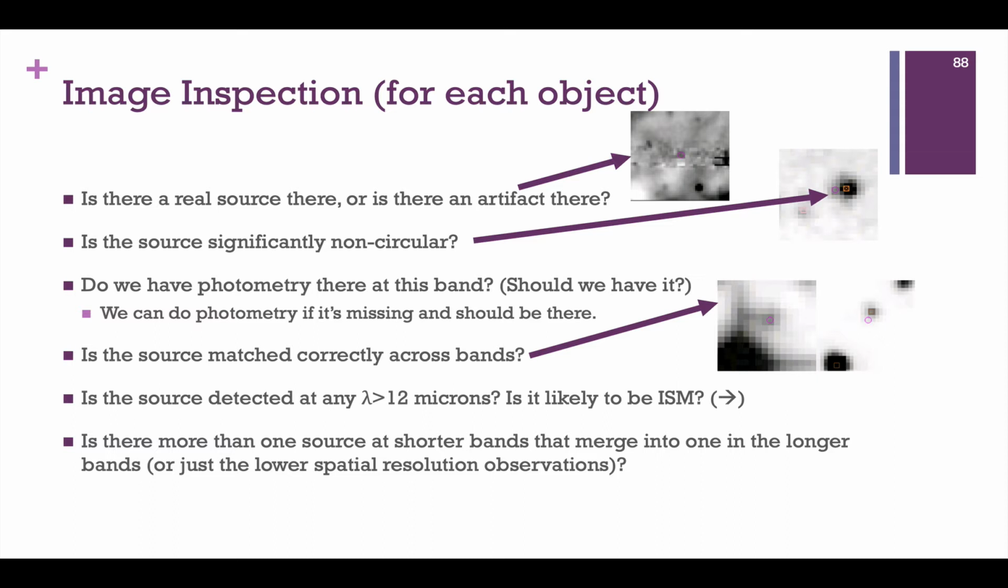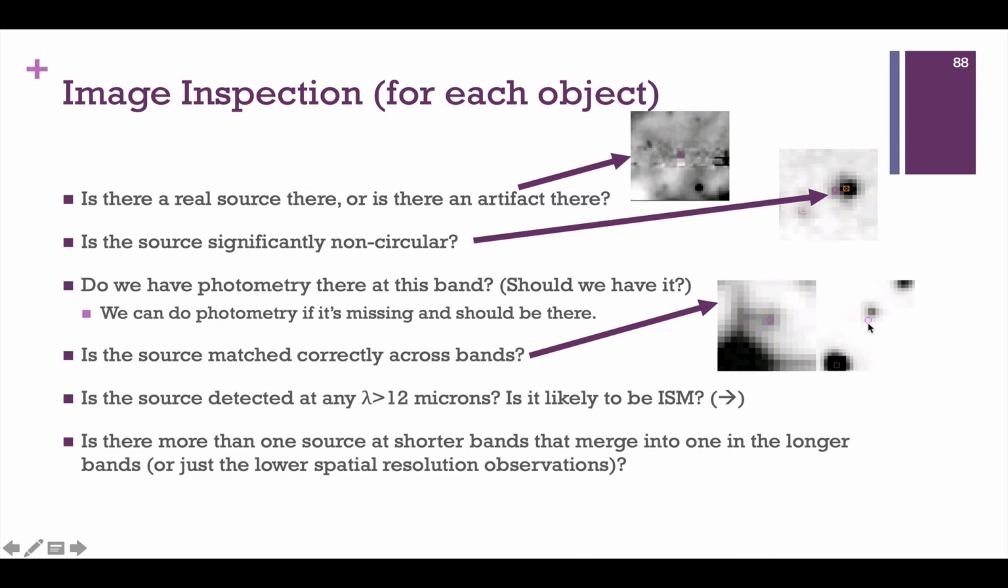Another thing we need to look for is whether or not the source is matched correctly across bands. So here we've got an example of a source that's next to a bright source. And so depending on what search radius you used, this faint source may have gotten some of the photometry that goes with the bright source. And over here, we've got a really faint source next to a brighter source. And so that's a more obvious situation because the sources are closer and this one is much fainter.